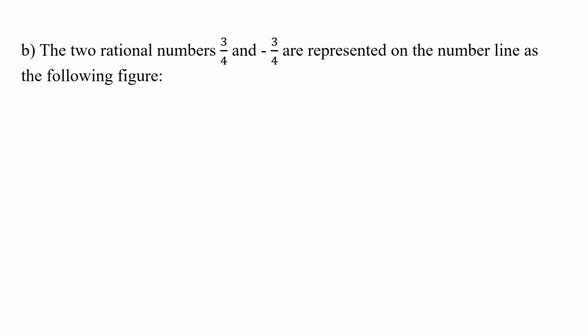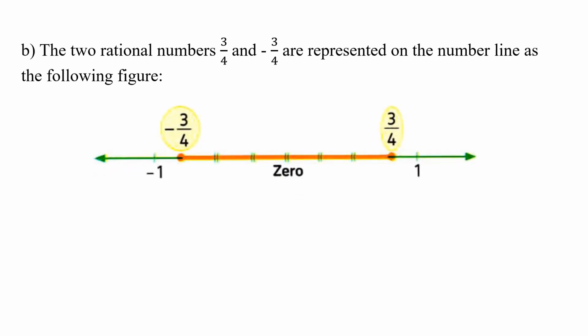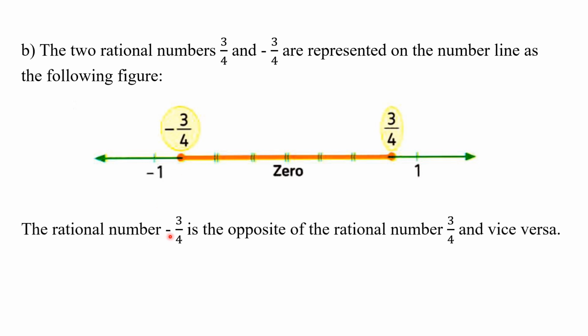Letter B, the two rational numbers 3/4 and negative 3/4 are represented on the number line as in the following figure. If we divide the distance from 0 to 1 into 4 parts, we can put 3/4 after 3 parts from 0, and also negative 3/4 we can put on the left side after 3 places from 0. The rational number negative 3/4 is the opposite of the rational number 3 over 4.